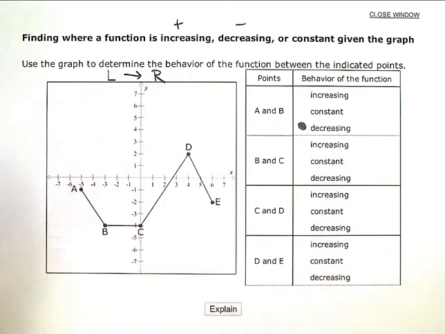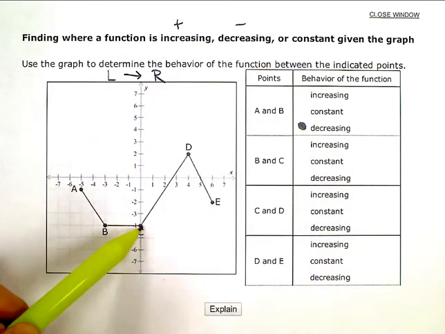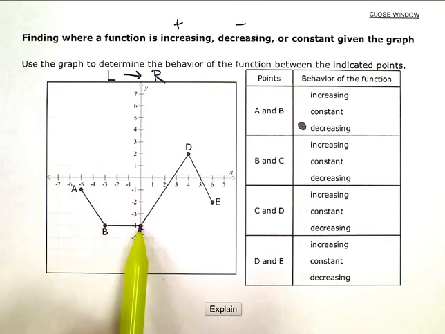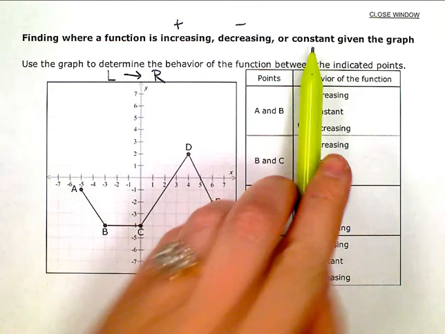And then from B to C, we're not changing at all. It's not going up or down. So that's constant.